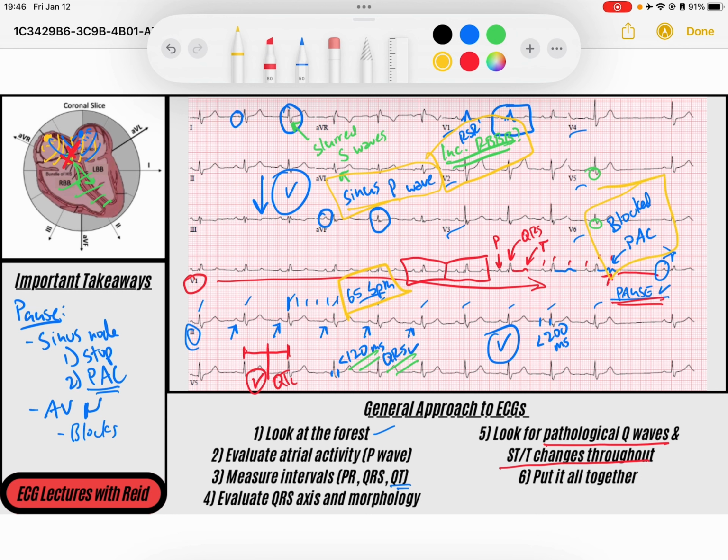So hope this EKG helped you guys. Remember, having a systematic approach to EKGs is the best way to not miss anything important, and try to make sure that you can explain your patient's symptoms based on the EKG.